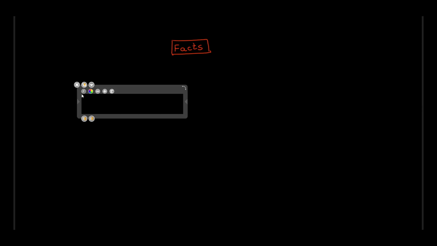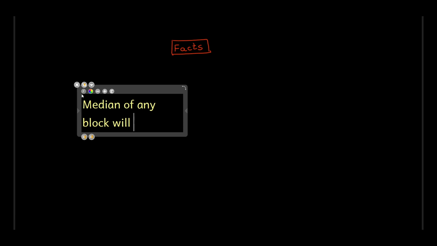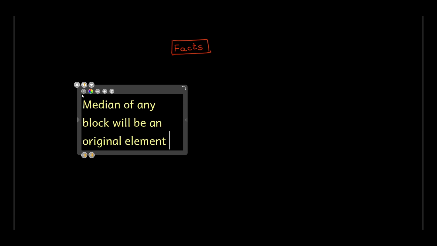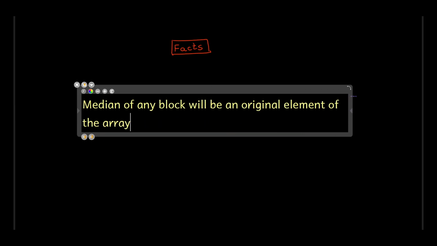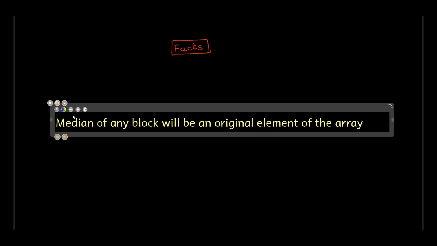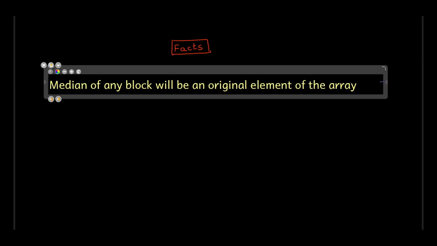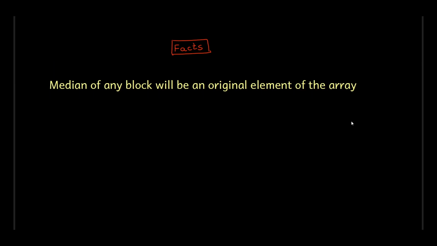So the first observation is the median of any block will be an element of the original array. So why is this true? Because if you have n integers in a set, where n is odd, suppose this is one integer, second, third, fourth, fifth, sixth, seventh, etc., then the median resides inside this set.